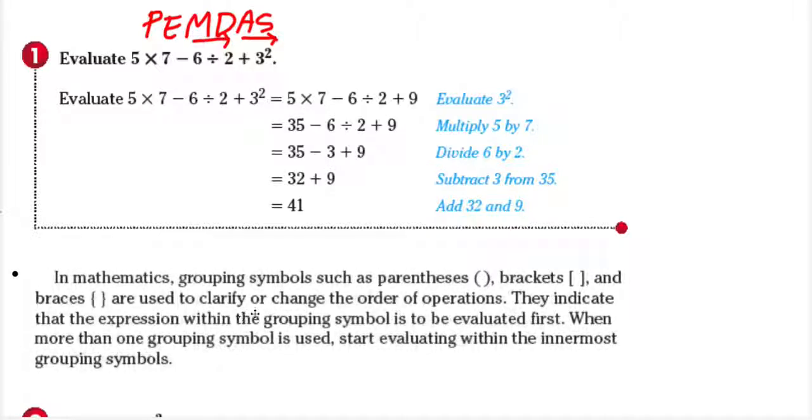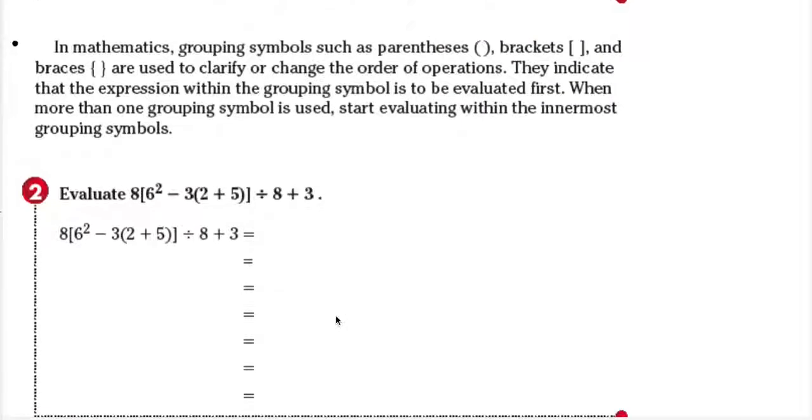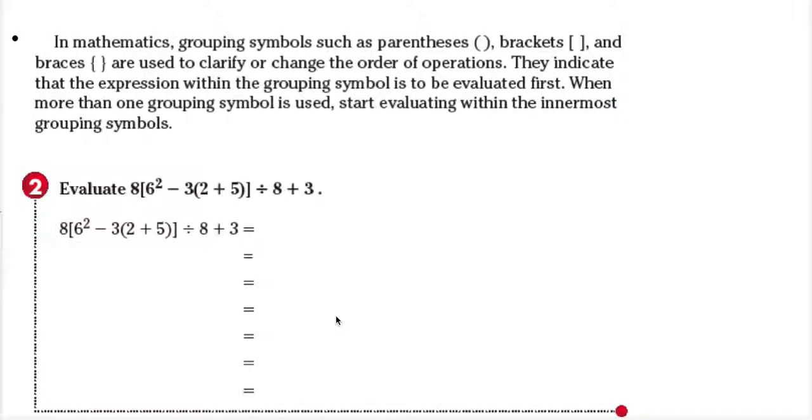In mathematics, grouping symbols such as parentheses, brackets, and braces are used to clarify or change the order of operations. They indicate that the expression within the grouping symbol is to be evaluated first. When more than one grouping symbol is used, start evaluating within the innermost grouping symbols. Let's look at example 2 and see how this works.